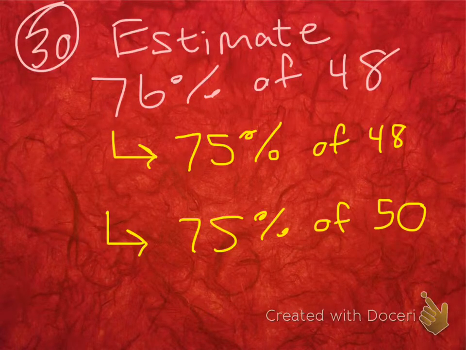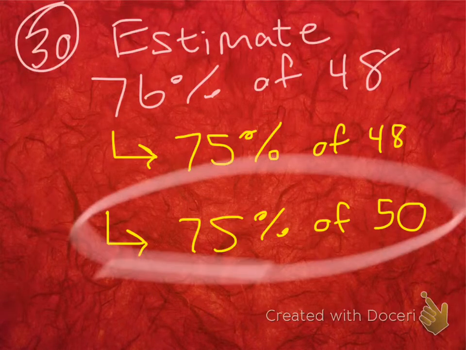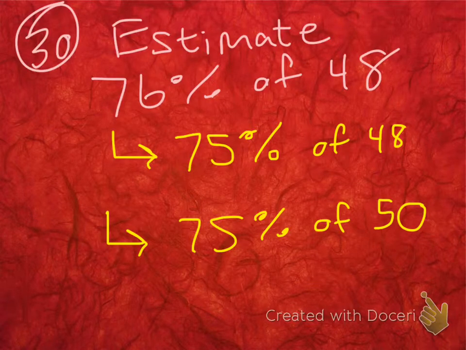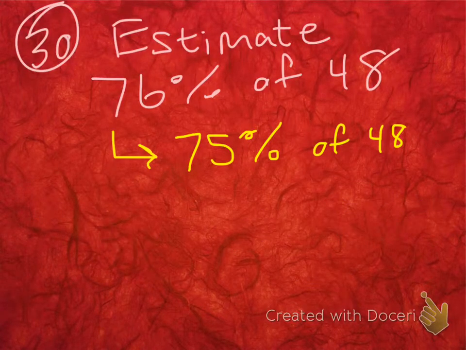But if you did this bottom one, you should still get an answer that's close. So just follow along and it should be close to mine. So why did I choose 75%?